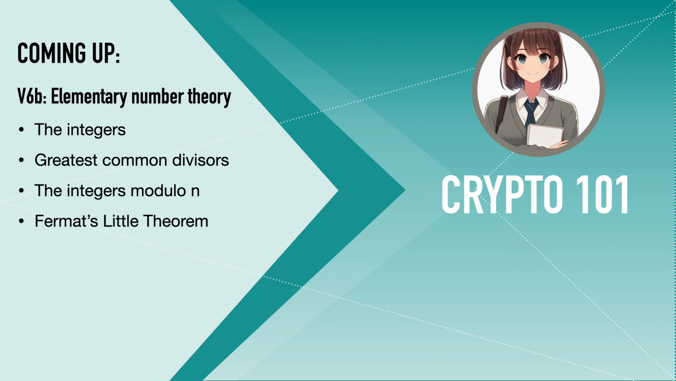In video lecture V6b, we'll review some basic notions from elementary number theory that we'll need in chapters 7 and 8. We'll review the integers, greatest common divisors, and the Euclidean algorithm. The integers modulo n, finding inverses modulo n, and Fermat's little theorem.